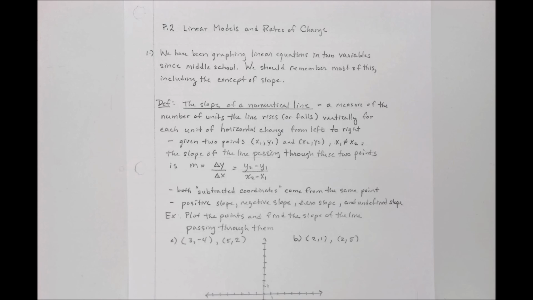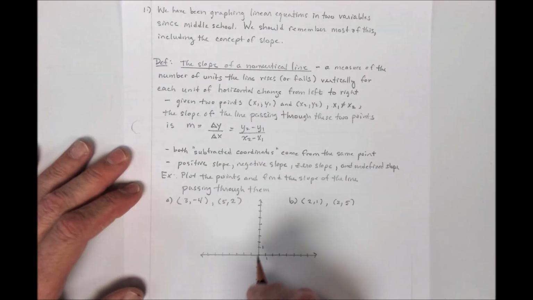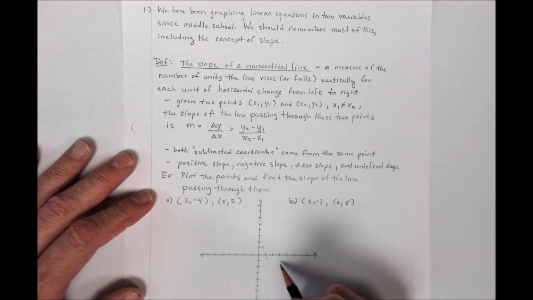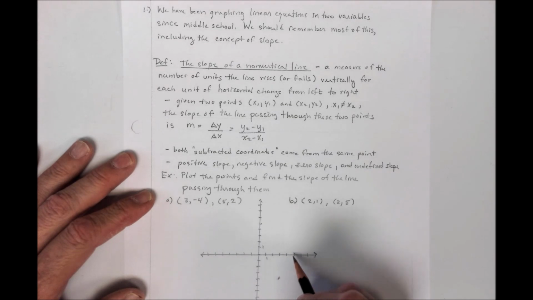Now, what I'm going to do is I'm going to plot the points in these next examples here. I'm going to plot the points, and I'm going to find the slope of the line that passes through them. Now, the first time I do this with part A here, I'm actually going to graph the points first. I'm going to graph 3, 1, 2, 3, and then negative 4 is down 1, down 2, down 3, down 4. I'm going to try to make this close. Hopefully that looks like about, yeah, it doesn't look too bad, maybe a little too high up. And then the point 5, 2, 1, 2, 3, 4, 5, then up 2, about here.